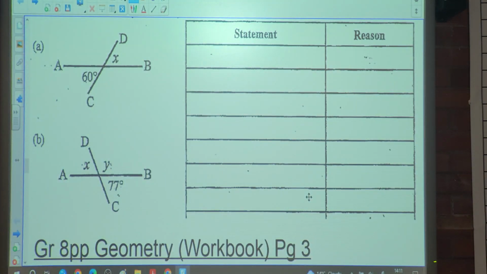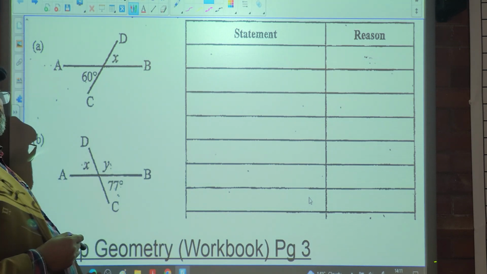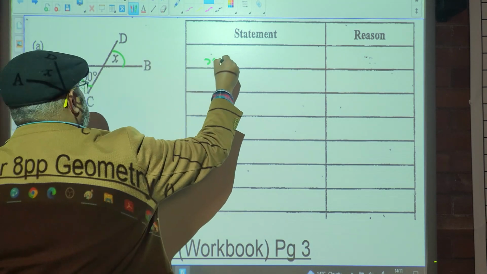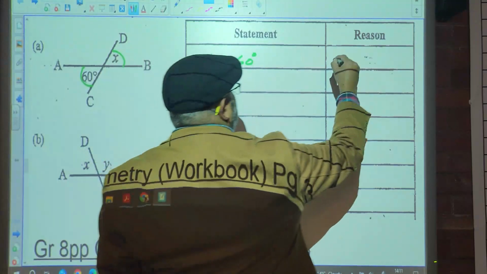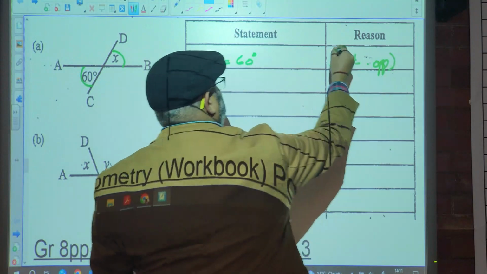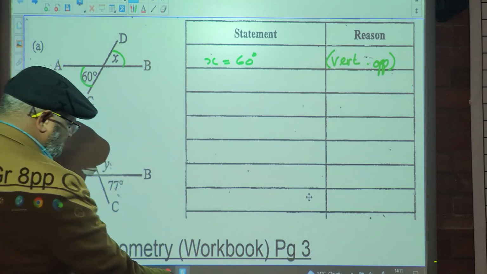Right. Now I'm going to solve for x. Vertically opposite: as you can see, two lines are intersecting, so the opposite angles are equal. So x is equal to 60 degrees. Why? Vertically opposite. Do you understand? Let's go with B.